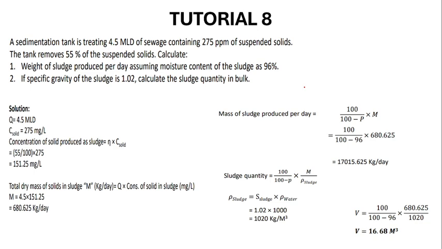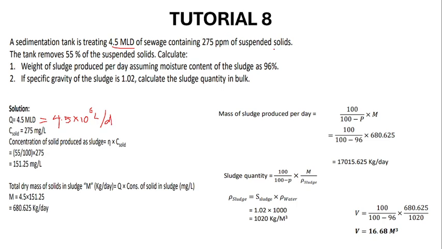Now this is also a similar type of question. You will understand it better in this problem itself. So the question is: a sedimentation tank is treating 4.5 MLD. So here the flow rate can be written as 4.5 into 10 power 6 liter per day. Okay, that is the flow rate Q. This much amount of wastewater is getting treated per day.